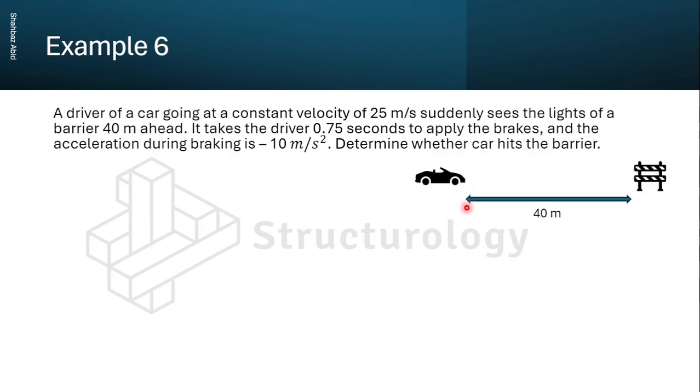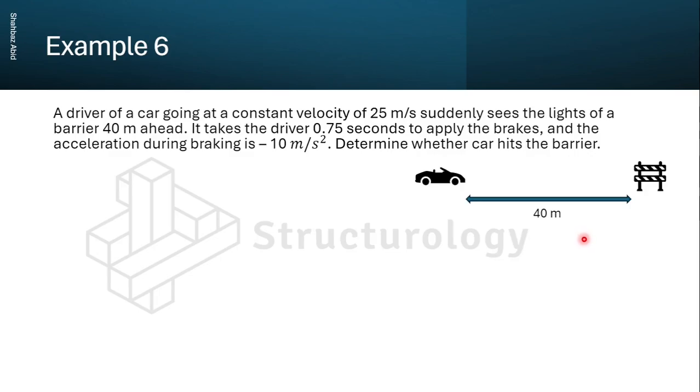Initially, the car is going at a constant velocity of 25 meters per second. After 0.75 seconds, the driver applies the brakes, and the acceleration during braking is negative 10 meters per second squared. So there are two phases. One phase is constant velocity and the second phase is constant acceleration. So in the constant velocity, the car is going to cover some displacement, and also in the constant acceleration, the car is going to cover some displacement.